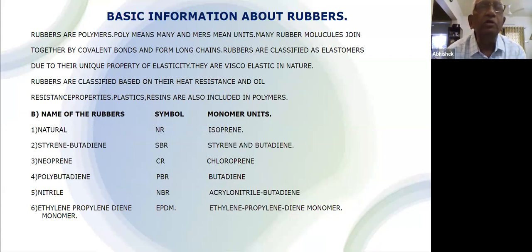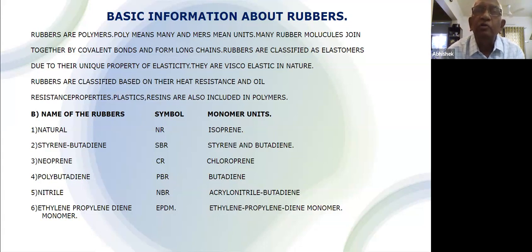Just now he touched upon the subject. Rubbers are polymers, also called macromolecules. In Greek, poly means many, and mer means unit. So when many units or many molecules join together by a bond called a covalent bond chemically, they form long or huge chains, and these chains are later converted into a three-dimensional structure, which is called rubber. Rubbers are basically classified as elastomers.